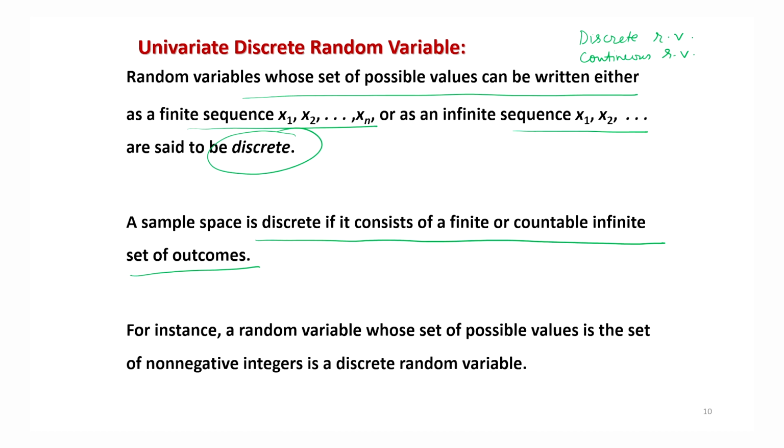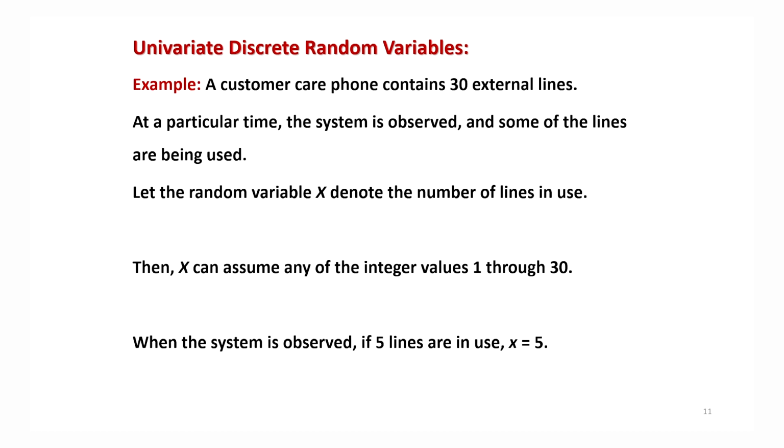For example, in the example which I just explained to you, you try to toss a coin 100 times and then try to count the number of heads. In such a case, the random variable is a random variable whose set of possible values is the set of non-negative integers 1 to 100, and this is a discrete random variable. So now we consider an example.